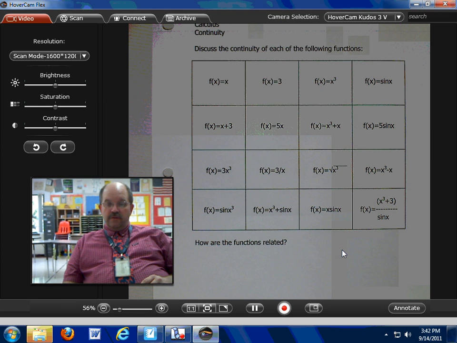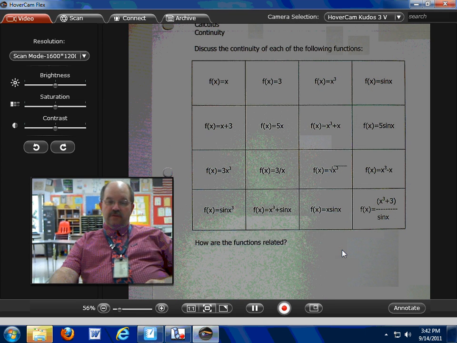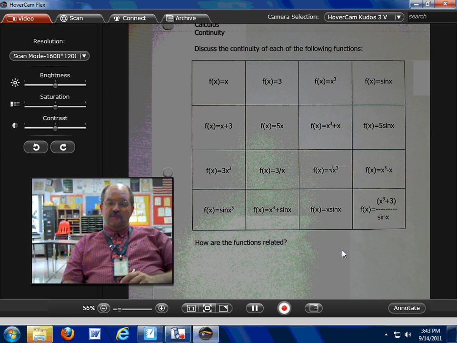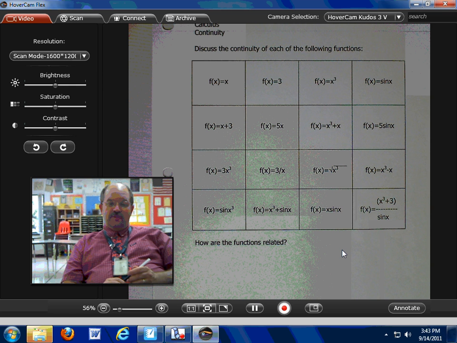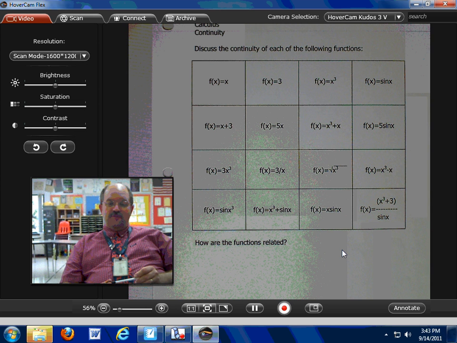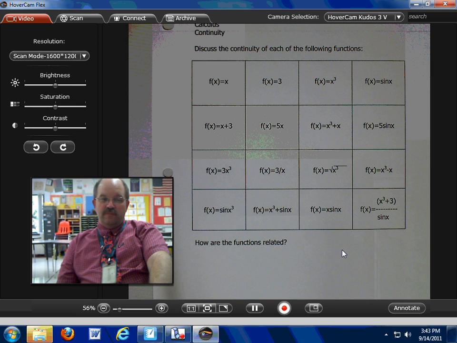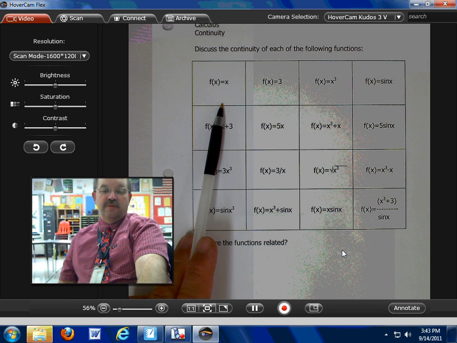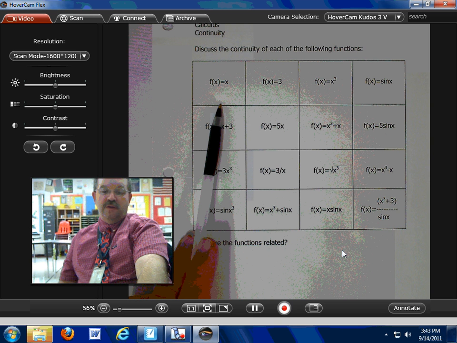All right, so try this for today. We've got this little sheet in front of you that says discuss the continuity of each of the following functions, and let's do that. Let's talk about continuity. We just spent the day figuring out what continuous meant, drops and punctures and things like that, and as you look at these functions, which ones of them make you think continuous? Is this continuous?